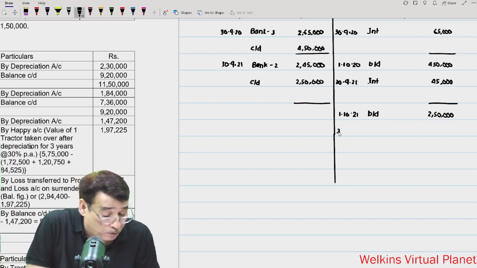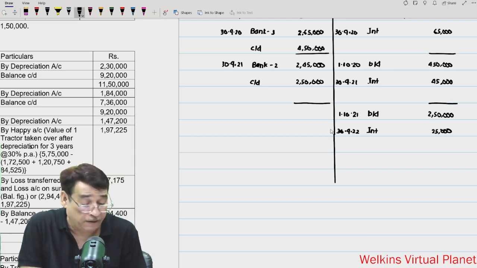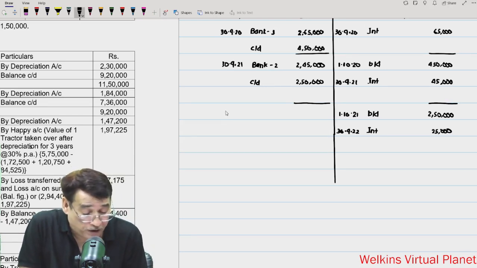Now we will come to the end of the year, 30th of September 2022, wherein we are going to put first of all interest. Interest amount happens to be how much? That is 25,000, which we computed earlier. Okay. Now, you have to pay attention here.